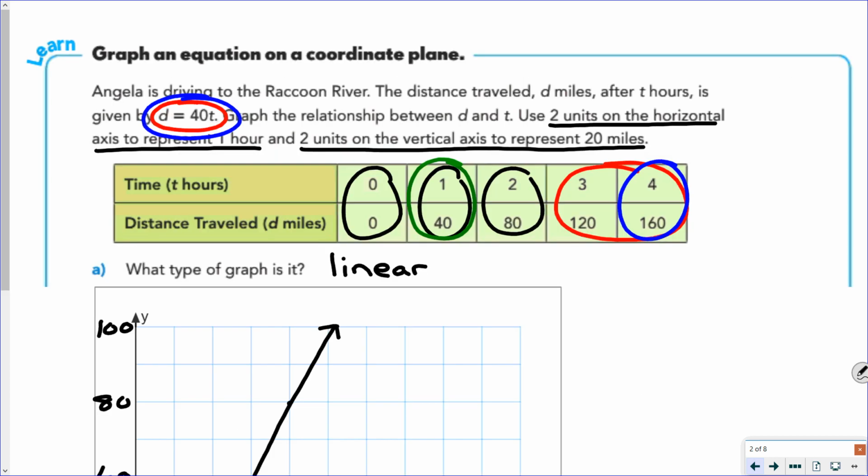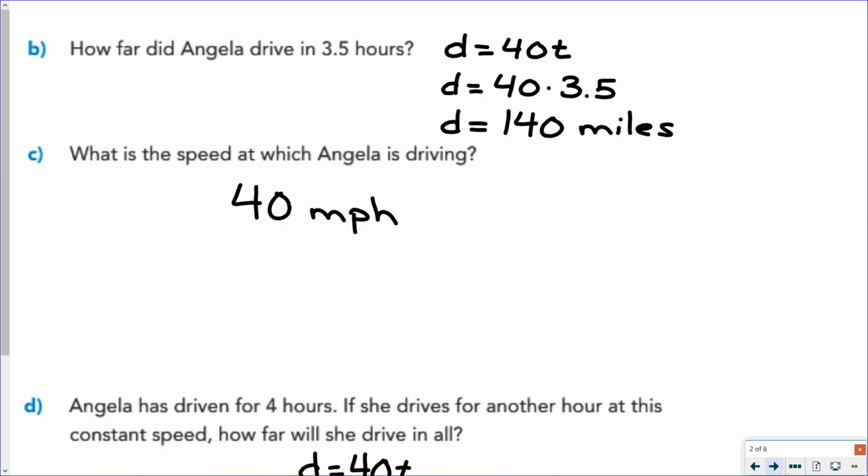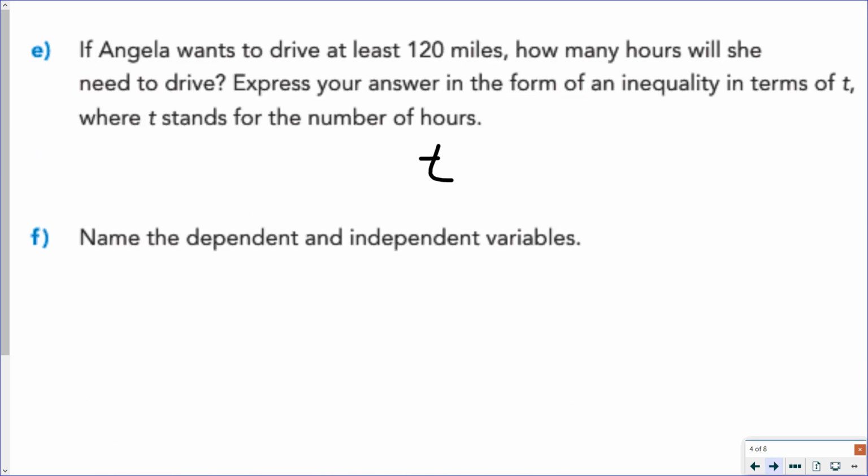Well, on our table, we do have 120 miles. And that 120 miles took us 3 hours. So we want to know how much time. Well, our time is going to be compared to 3.